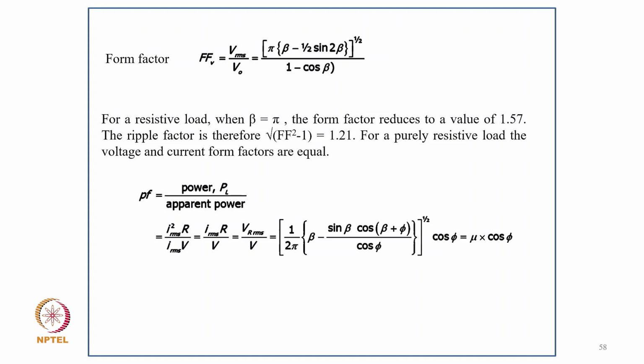So for resistive load, when beta equal to pi, the form factor reduces to 1.57, and ripple factor is therefore under root form factor square minus 1 equal to 1.21. So for resistive load, the voltage and current form factors are equal, and power factor is power divided by apparent power. So putting IRMS square R upon IRMS into V, putting the value, it comes like mu into cos phi.